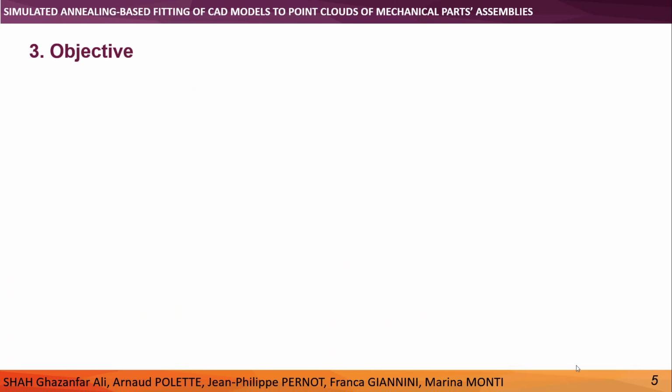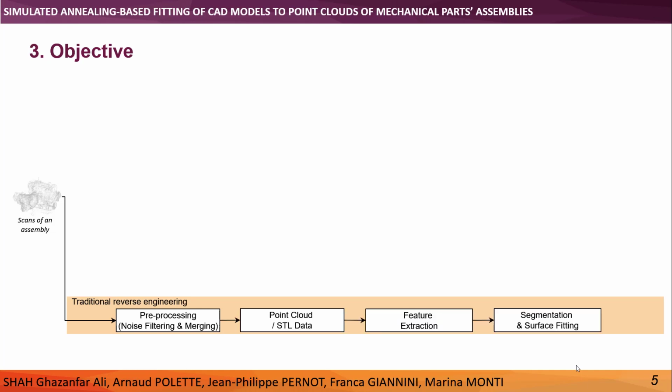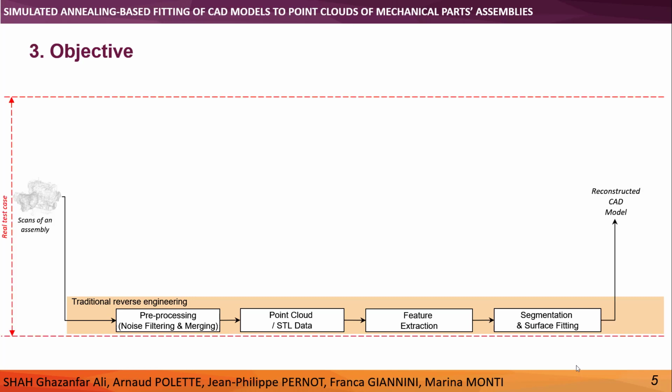The objective over here is to bypass the existing traditional reverse engineering that starts from a given scan of an object or assembly and later goes through different operations like preprocessing, feature extraction, segmentation, surface fitting to obtain a CAD model. The CAD models obtained through traditional reverse engineering are mostly dead models, which means they cannot be modified for their features on the later stages of product development processes.